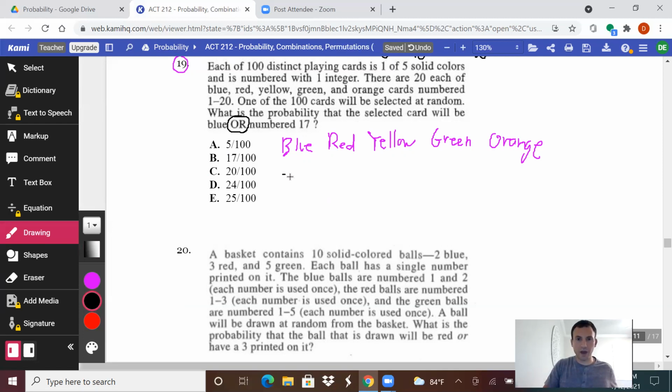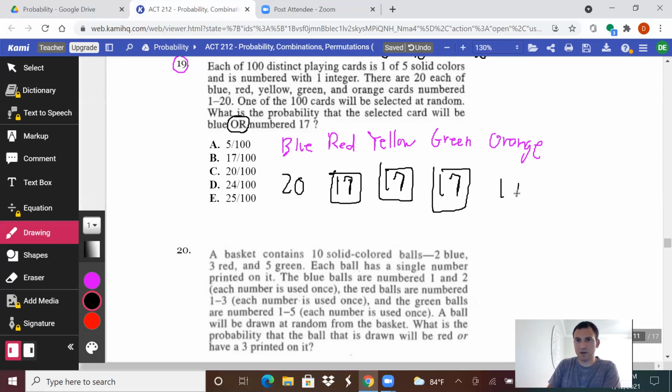So blue, we have 20 that are blue. We'll take if it's blue, or we'll take if it's a 17. So red is going to have a 17, right? If we label the cards 1 to 17. So it will have a 17. Yellow will have a 17. Green will have a 17. Orange will have a 17. The thing to be really careful about, so your answer is pretty simple.